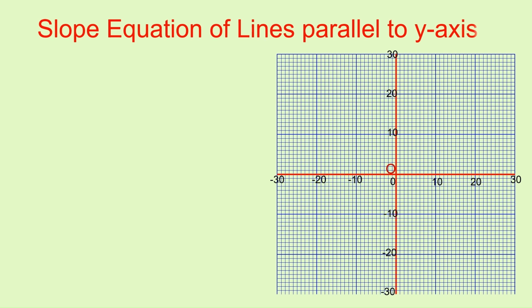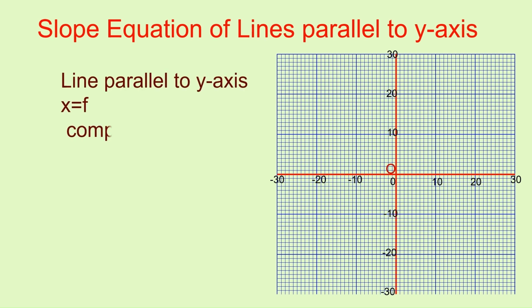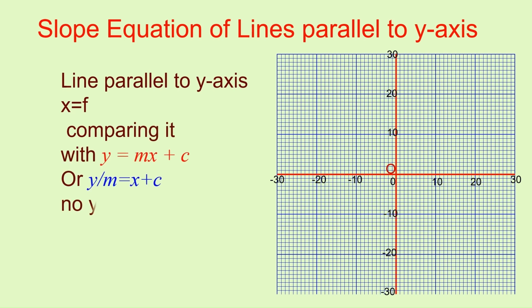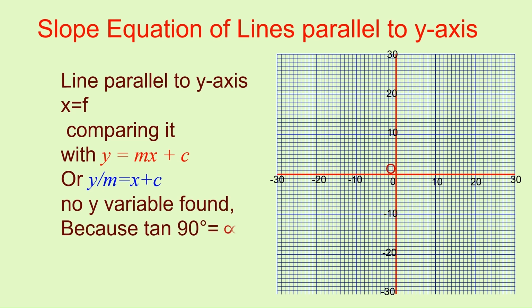Slope equation of lines parallel to the y-axis. Lines parallel to the y-axis are where x equals f. Comparing it with y equals mx plus c, no y variable is found. It is only possible when m is infinity, as we know tan 90 is infinity.